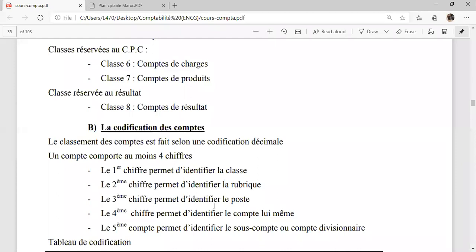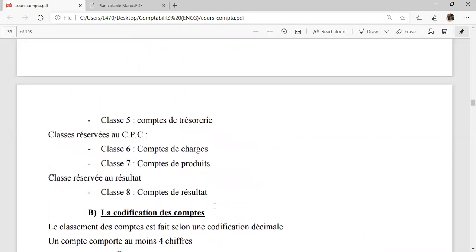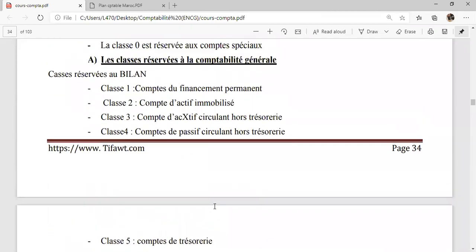So just on the classes, okay. Someone has asked me to repeat on the classes, so I'm going to do so just roughly. We have classes starting from 1 all the way to 8. Classes 1 to 5 strictly belong to the bilan. Those comptes de situation show the financial position of a business as at a given date.